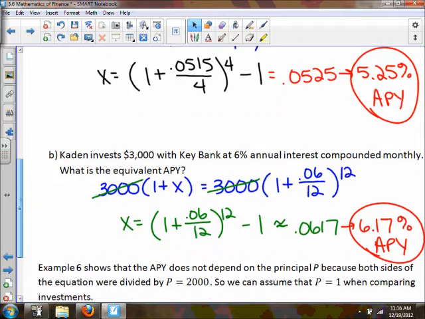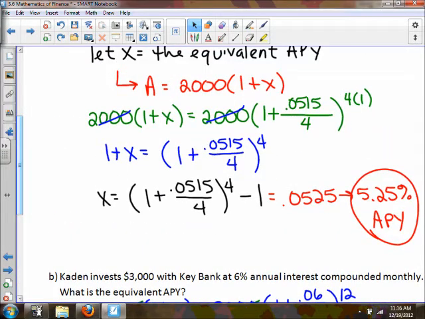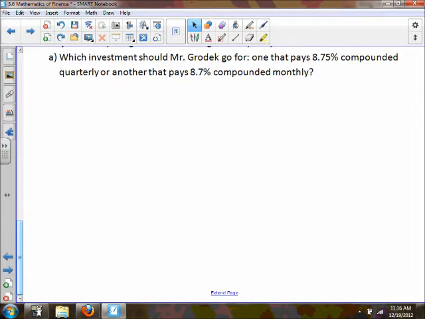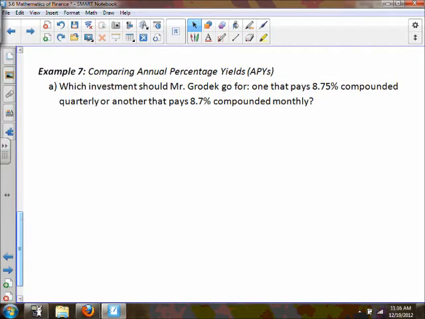Now you should notice, does the amount of money I invested matter here? No. The amount of money doesn't matter because you're going to divide by that anyway. So we can assume that P is equal to 1 when comparing investments. Now, back to that original question at the top of this page. Which investment should Mr. Grote go for? One that pays 8.75% compounded quarterly, or another that pays 8.7% compounded monthly? So the 8.75% is compounded less, but it's a bigger percent. 8.7% is compounded more, but it's less of a percent.